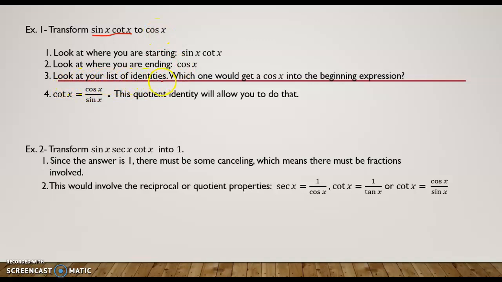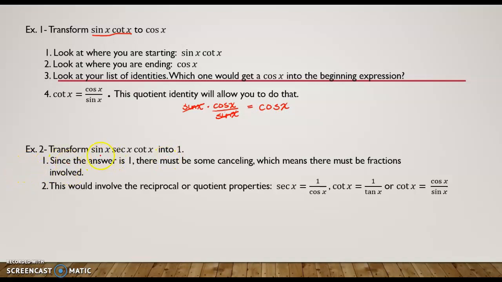So, third thing, look at your list of identities. Which one would get a cosine into the beginning expression? Well, if you look at your quotient, your cotangent is cosine over sine. That would put your cosine in there. So sine x times cosine x over sine x. Once again, your sines would cancel out, and it would leave you strictly a cosine of x.